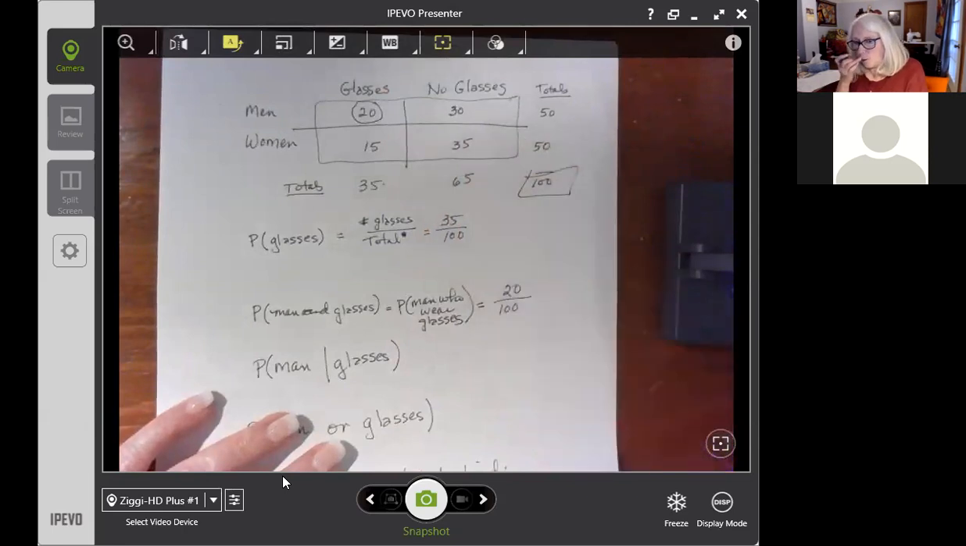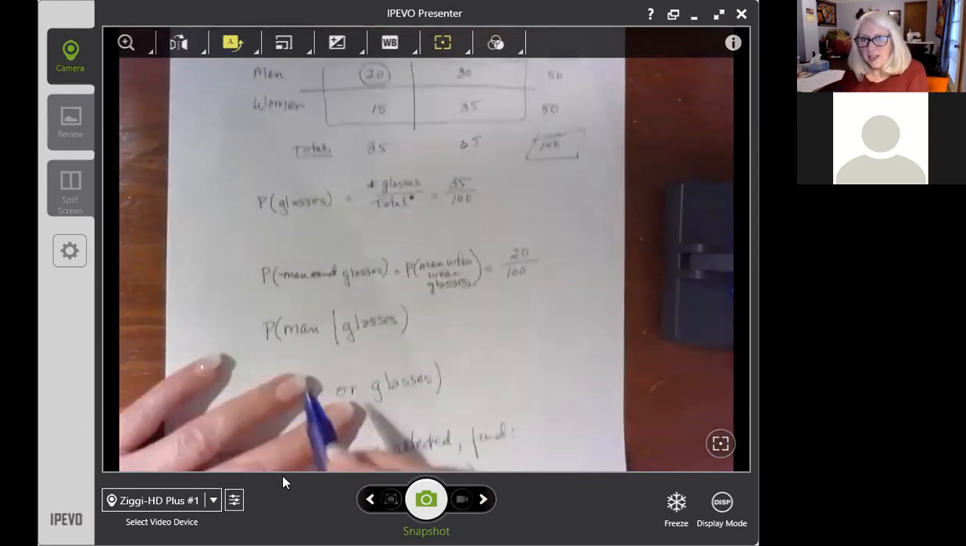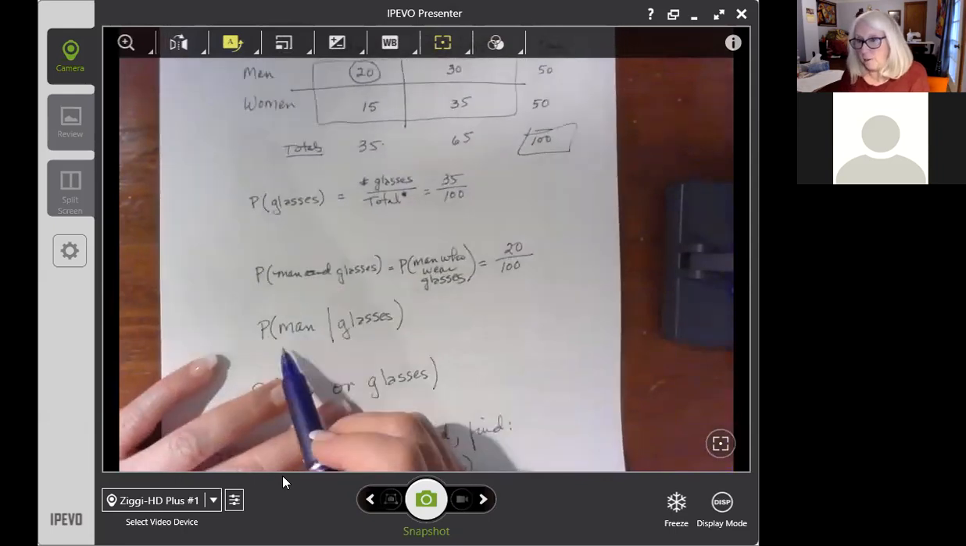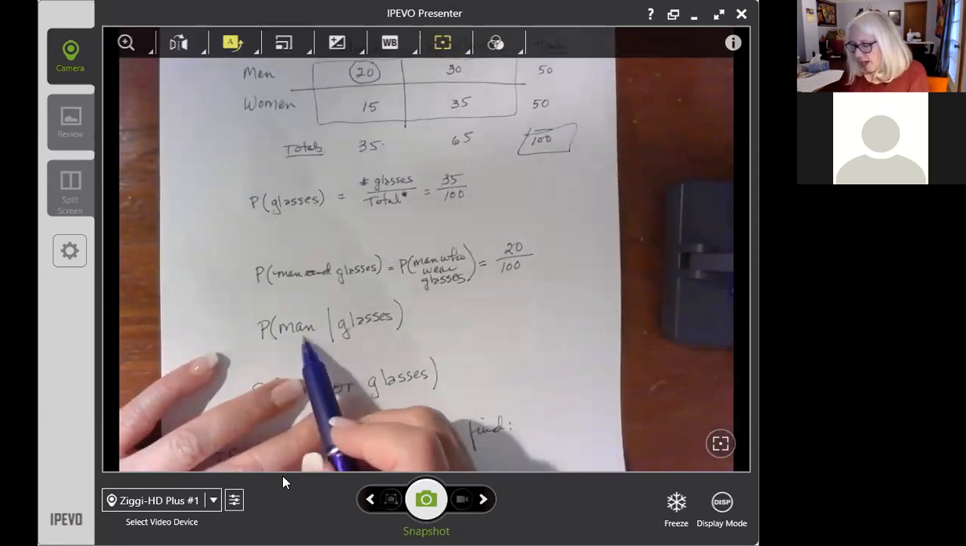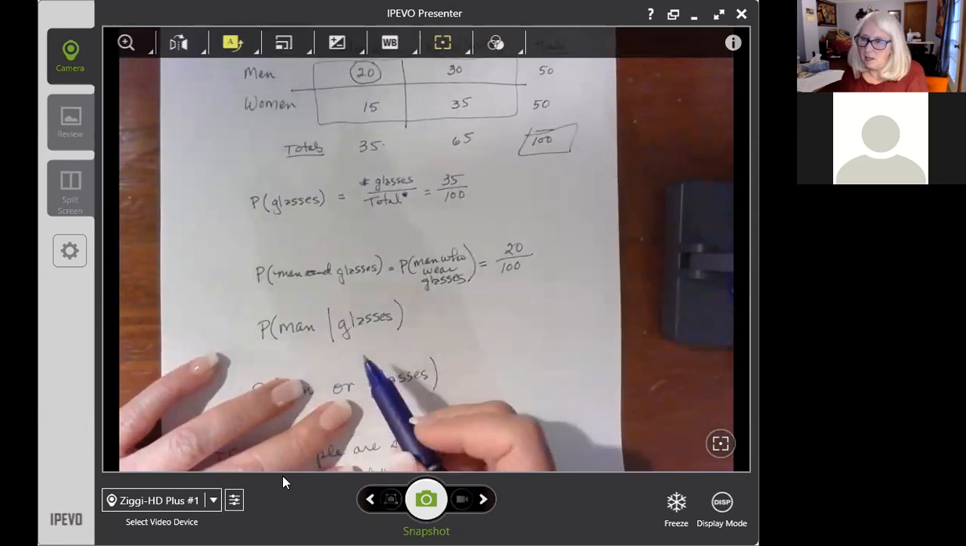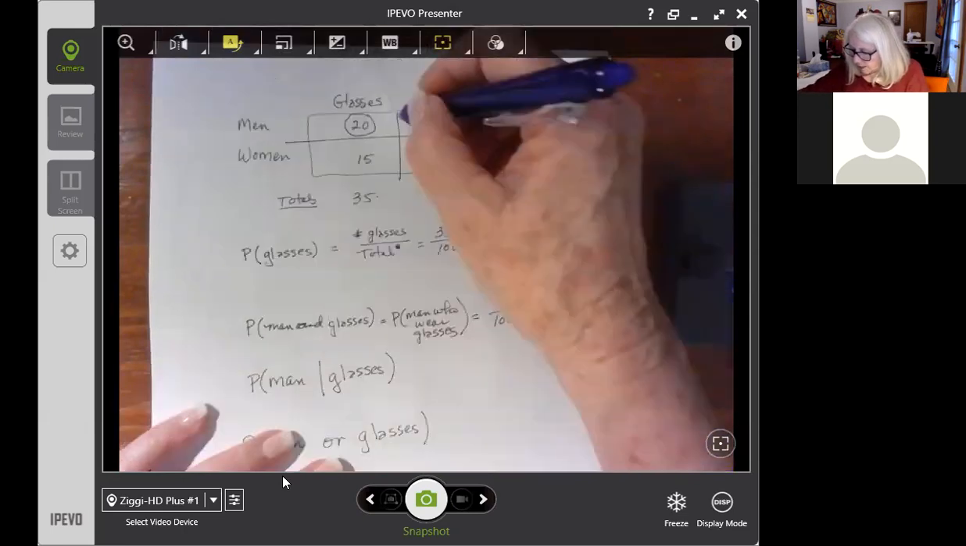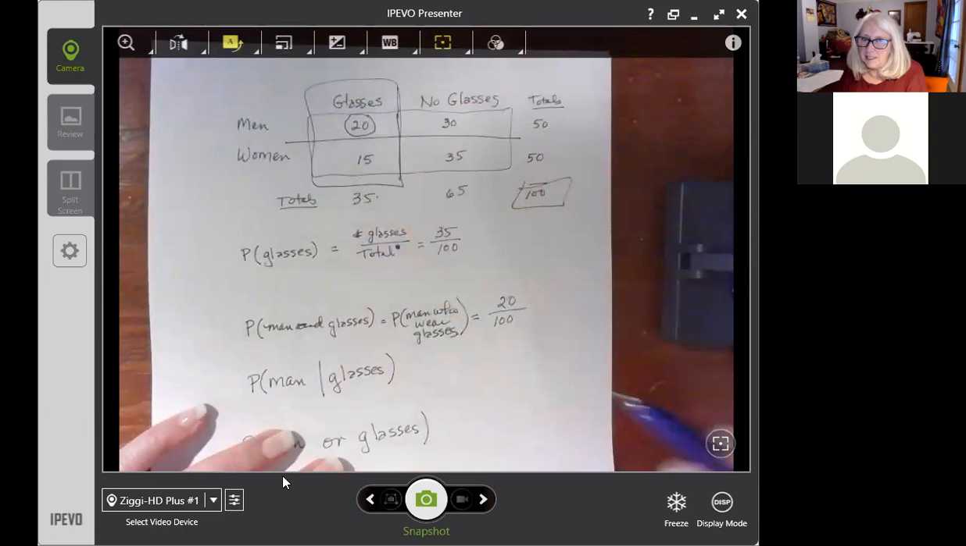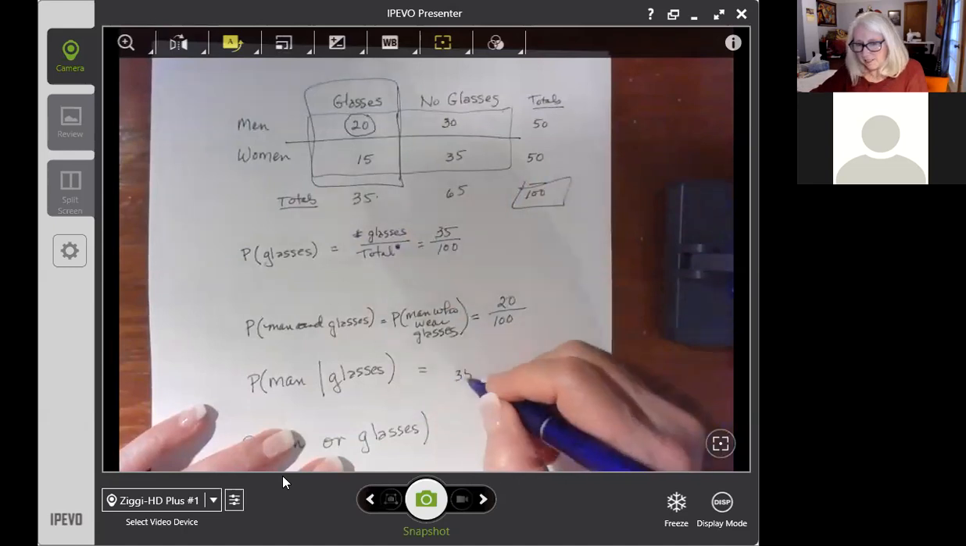Now, it seems like the next one is similar, but it's not exactly, because this is a conditional. It says, if I select one person, what's the probability that I will select a man, given that I know I selected someone who wears glasses? What this does is restrict the answer to only people who wear glasses. So conditionally, if I'm restricted to only the people who wear glasses, there's 35 total people who wear glasses, and 20 of them are men.